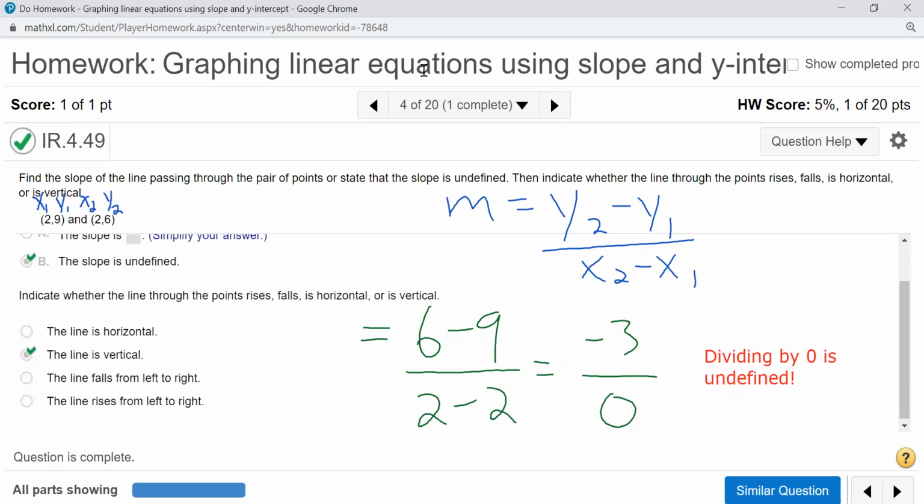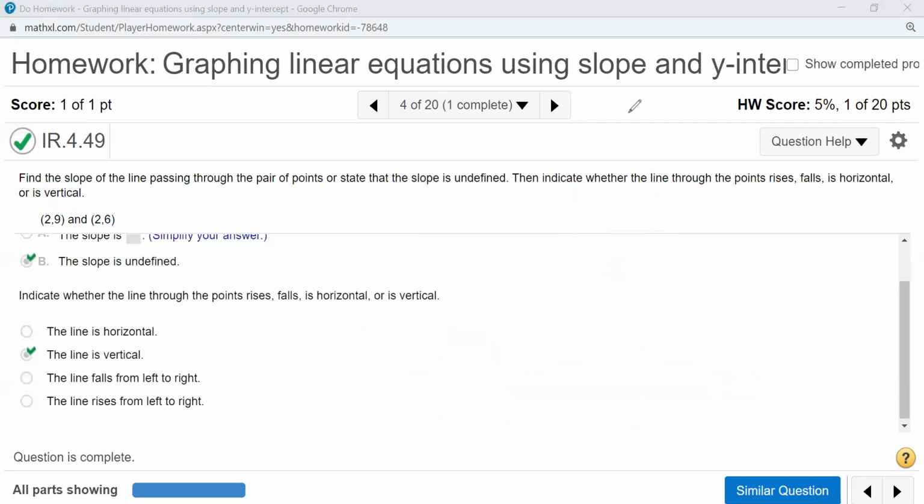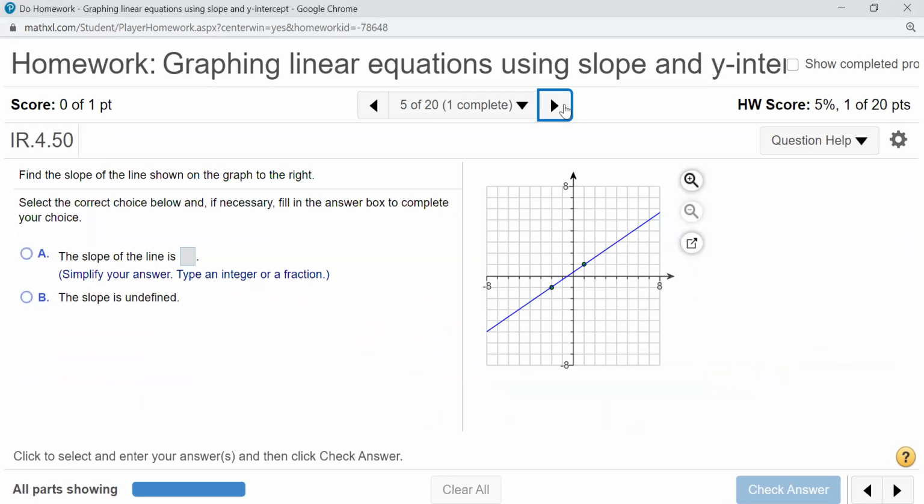So that's a good one. We'll work a couple from this. This is a good chance to jog our memories about slope and things like that.